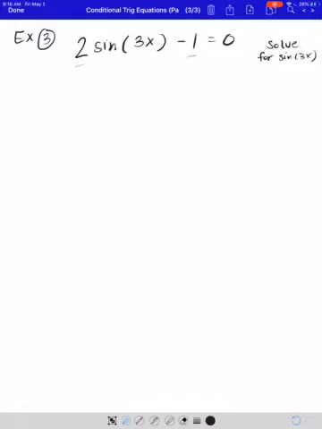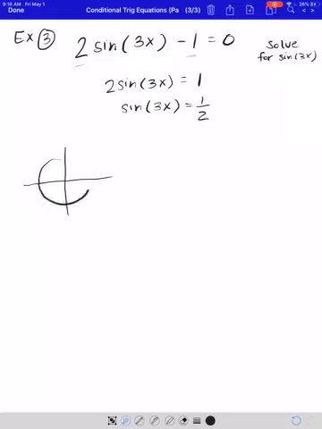So we can do that by maybe adding 1 to both sides. That would give us 2 times sine of 3x is equal to 1. And then I could divide both sides by 2, which would give us sine of 3x is equal to 1/2. And now this looks like an equation that we can solve. So let's first find where does sine equal 1/2?